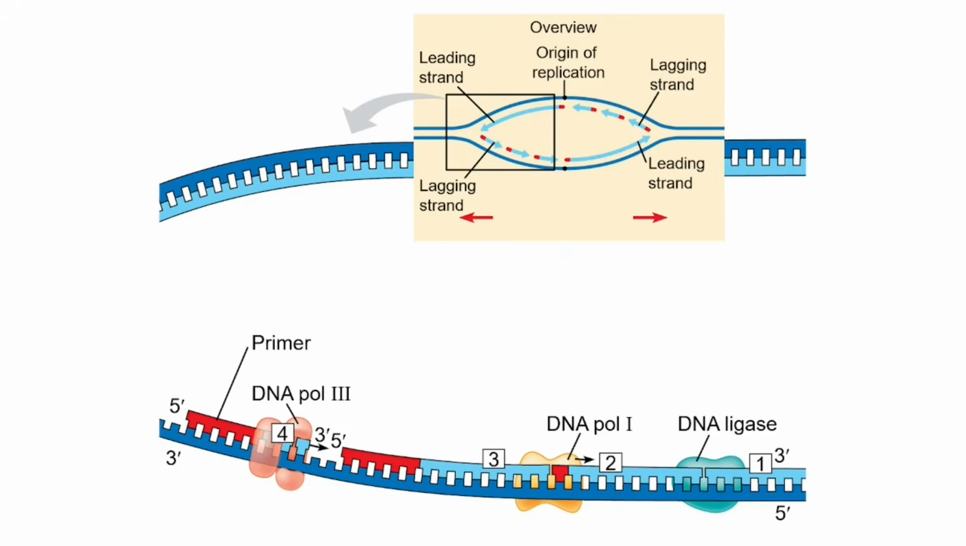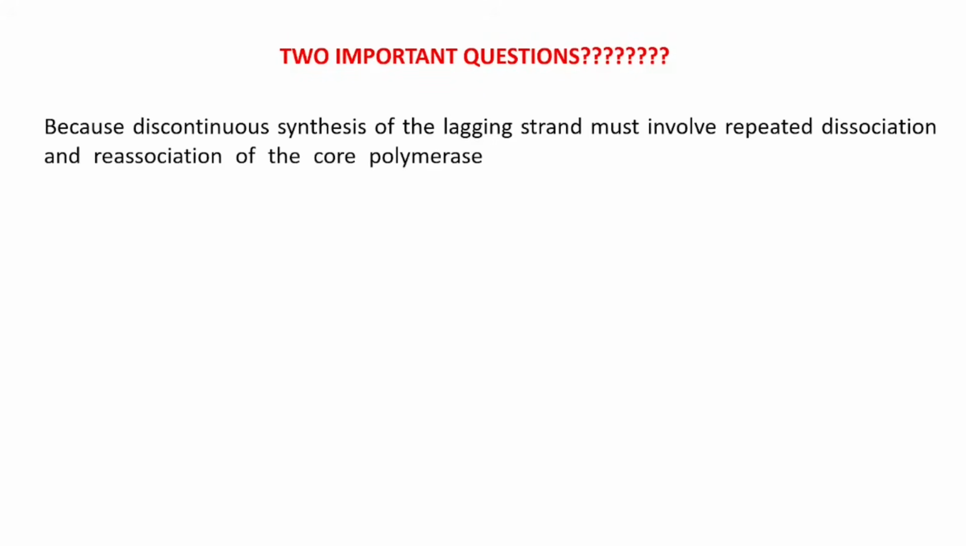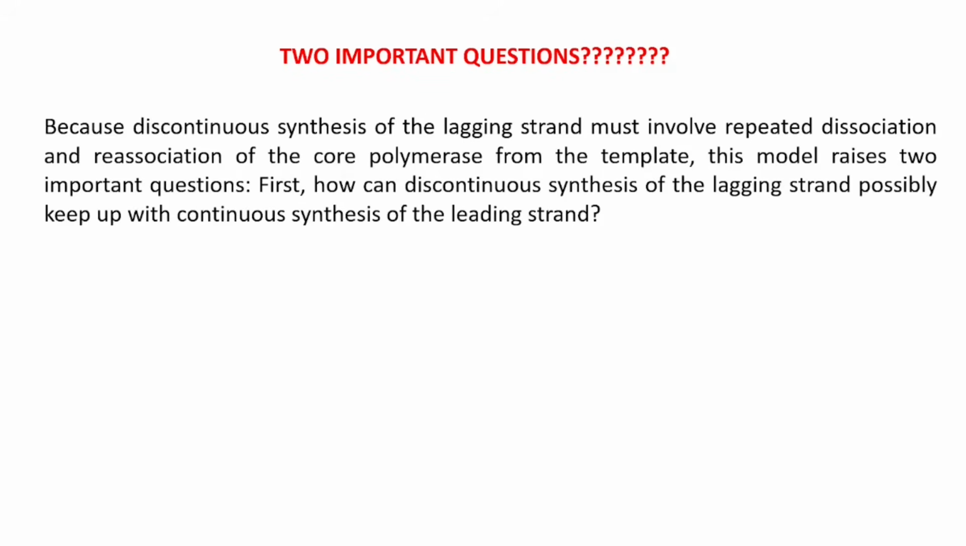Thus, if we see the overall direction of replication, we can see that leading strand synthesis takes place continuously, whereas lagging strand synthesis takes place discontinuously in the form of Okazaki fragments. In order to understand this important concept of synthesis of lagging strand and leading strand in opposite directions, we have to answer two very important questions. The first is, because discontinuous synthesis of lagging strand must involve repeated dissociation and reassociation of the core polymerase from the template, this model raises the question, how can discontinuous synthesis of lagging strand possibly keep up with the continuous synthesis of the leading strand?